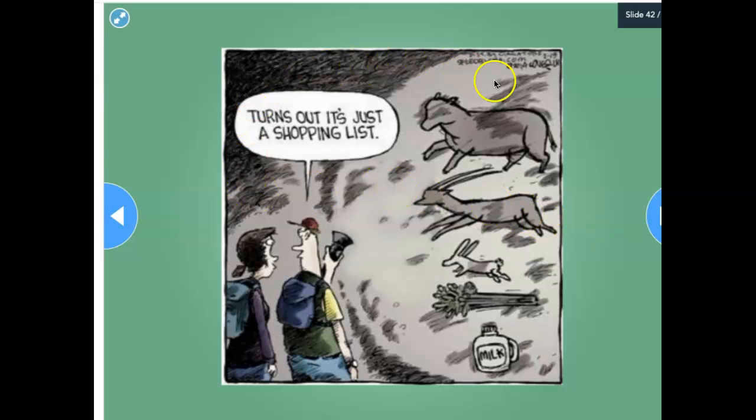So here's sort of like a funny little cartoon. Oh, okay, guess what? It turns out it's really just a shopping list. Obviously, I don't think it's a shopping list, but it is a point that we need to remember. We are interpreting this in our 21st century way, and we're trying to assign meaning to it and to what it means.